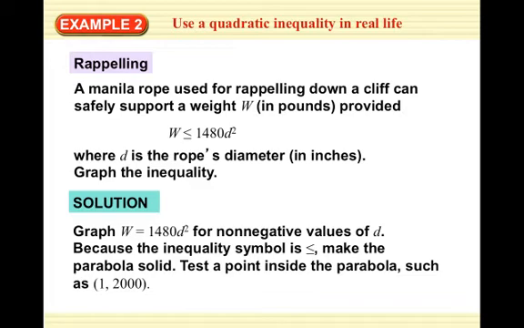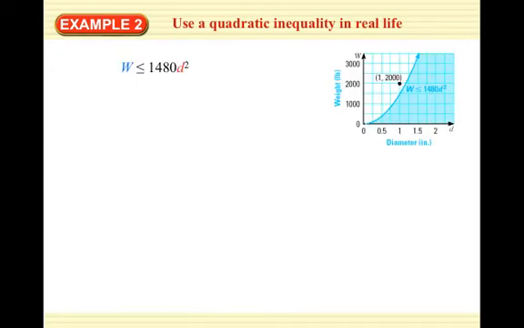So to graph this parabola, I would make a table and start with 0, 1, 2, and actually figure out the points. So I would plug in 0 and get that W is equal to 0. I might plug in 0.5. If you plug in 0.5, you get a value of 370. If you plug in 1, you get a value of 1,480. 1.5, you get a value of 3,330, and then 2, you get a value of 5,920. So it would be way up here at 2. And so here's our little parabola.